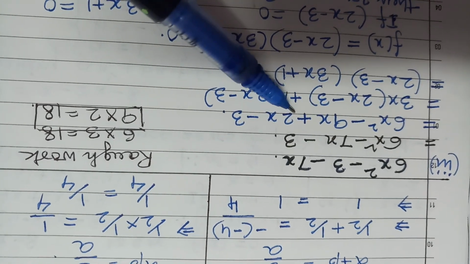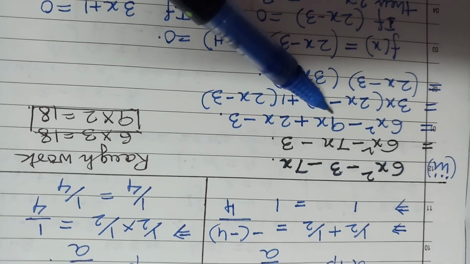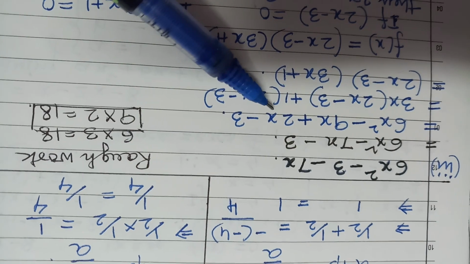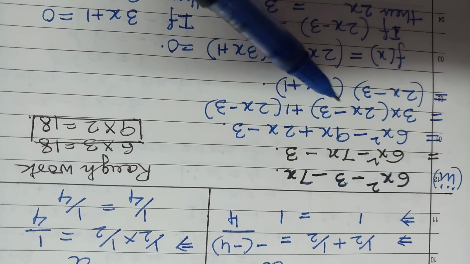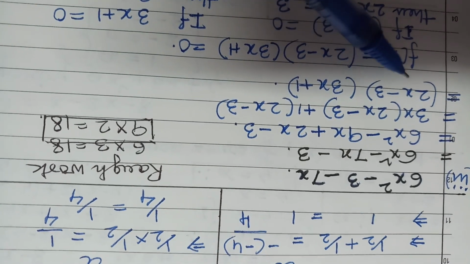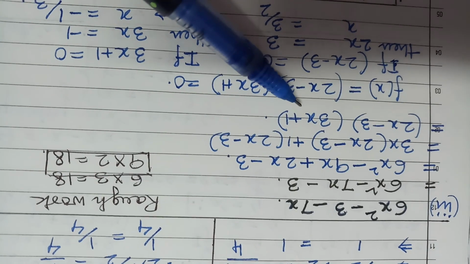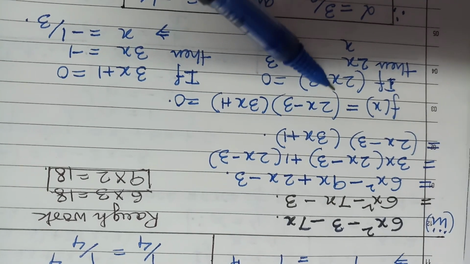7 is 9 minus 2. So minus, it is minus plus minus. So minus 9x plus 2x minus 3. Take common 3x: 2x minus 3. From here 1 is common: 2x minus 3. 2x minus 3 is a common factor. 3x plus 1.